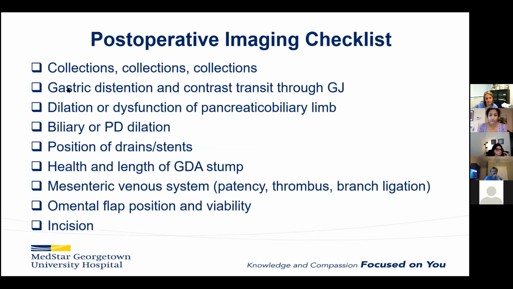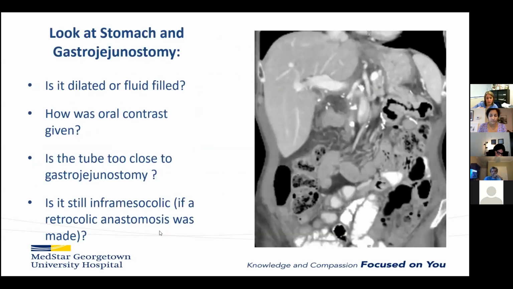The things that I think need to be looked at methodically every time are the state of the stomach, how the pancreaticobiliary limb looks, what the bile duct and pancreas duct look like, whether the drains and stents are in the right place, what the GDA looks like, what about the mesenteric venous system, the omental flap like we just talked about, and the incision. Obviously, this is in addition to the routine look at everything within the abdominal cavity that you're doing. This is, I think, the most surgically relevant stuff.